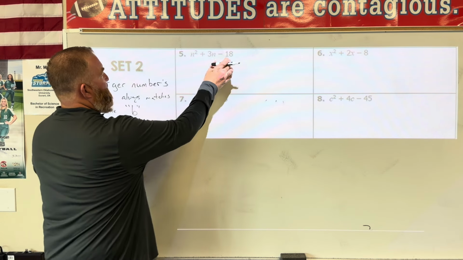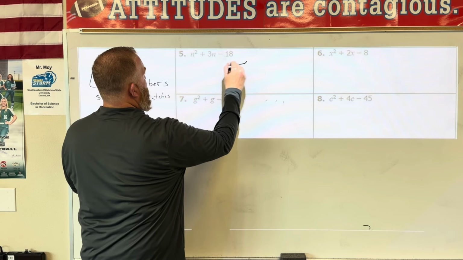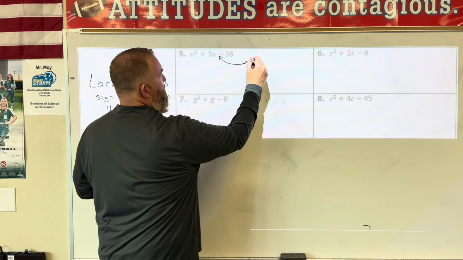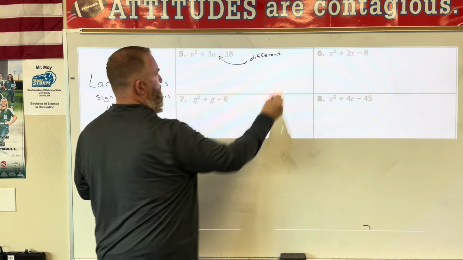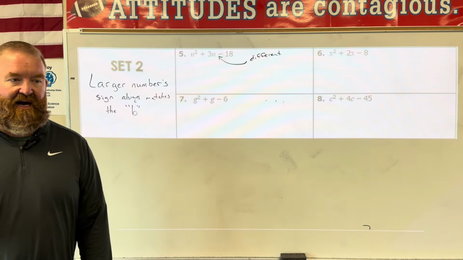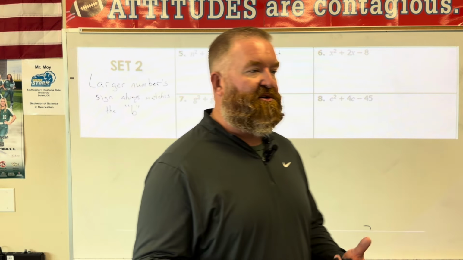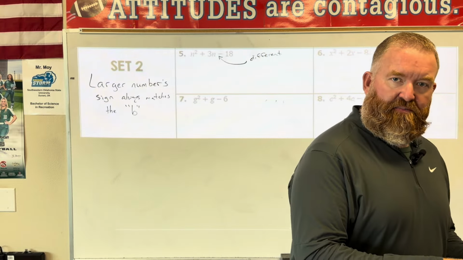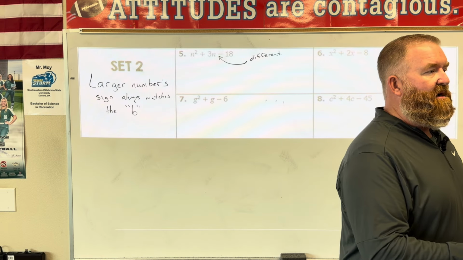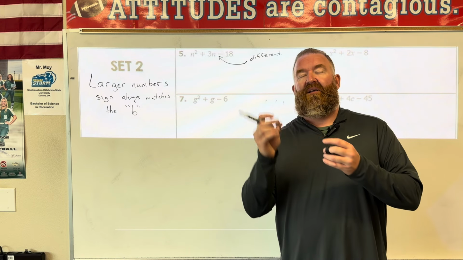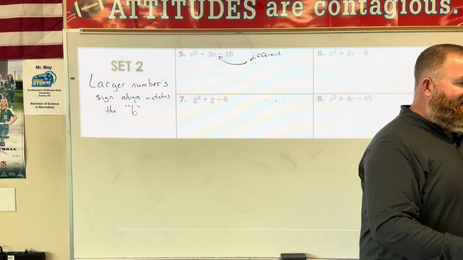Now, what this means, and you might want to put this somewhere: if it's a negative on the end, that means your signs are going to be different. Think about it, because if you have two signs that are different, don't they multiply to be a negative number? 5 times negative 3, that's negative 15. If there's a negative on the end, your signs have to be different.